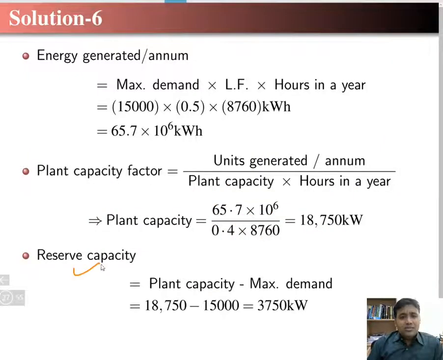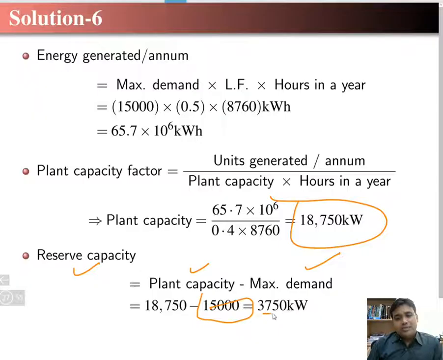So the reserve capacity is basically the plant capacity minus maximum demand. Plant capacity you have calculated as 18,750 and the maximum demand is given in the problem as 15,000. So reserve capacity is 3750 kilowatt.